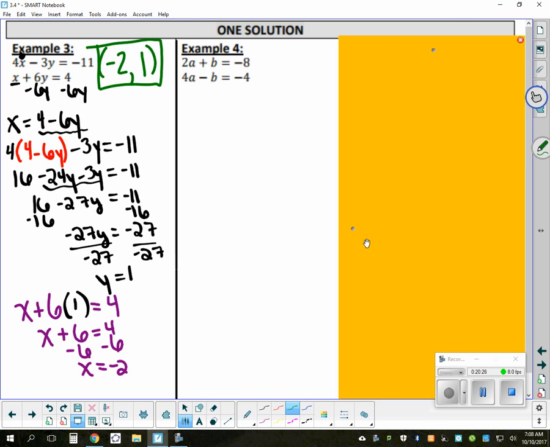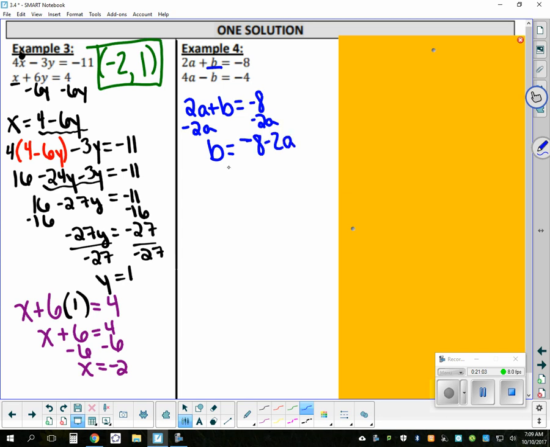In this example 4, I think you have one variable that would be easier than the others to solve for. Which one do you think it would be? You might think either one of these b's, but this b technically has a negative 1. This one's a positive 1, so this one would be the quicker one to solve for. Nothing wrong with solving for any of the others. This would just be the quickest. So I'm going to rewrite that. To solve for b, I would need to get rid of the 2a. It's positive, so I would subtract it. b equals negative 8 minus 2a. That's step 1.